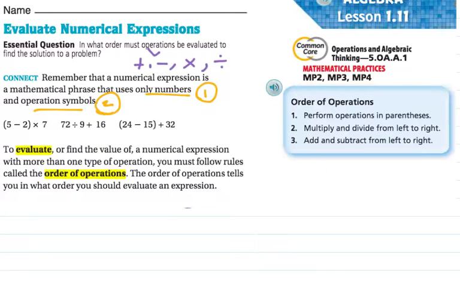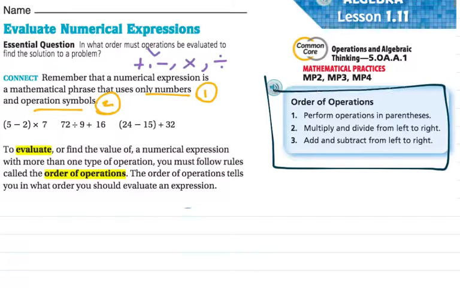The order of operations is listed on the side, and this is really important, boys and girls. These should be listed in your math notebook. It is extremely important that you write these down in your math notebook so that you know how to practice them. First, perform operations in parentheses. Second, multiply and divide from left to right. Third, add and subtract from left to right.